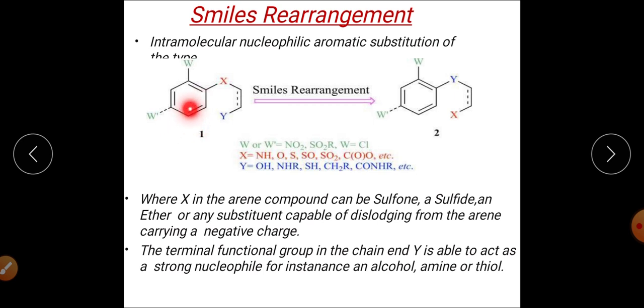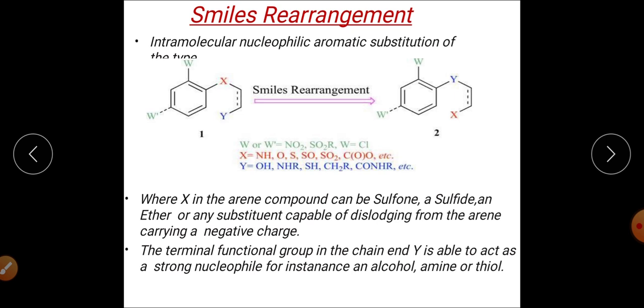This is the benzene ring, aromatic ring, to which these two groups are attached, which are W and W prime, and with this benzene ring we have an attachment of X and Y. Now what kind of group can be attached on the benzene ring, and what is this X and this Y?